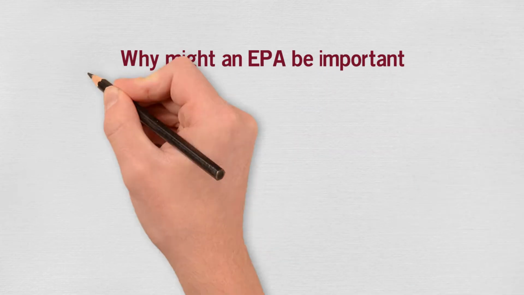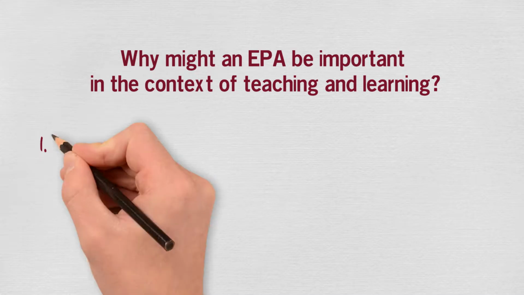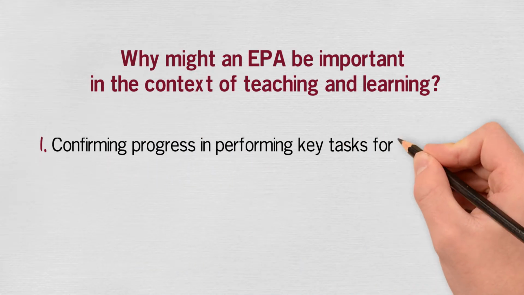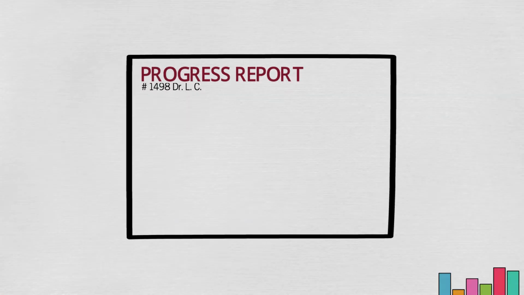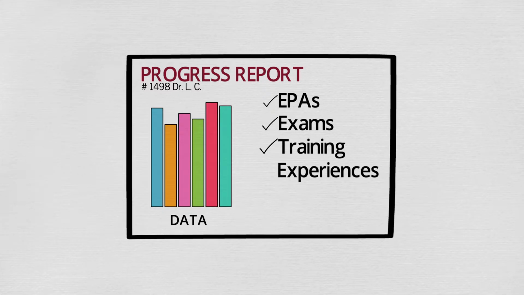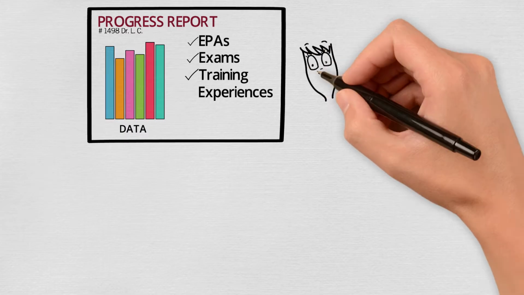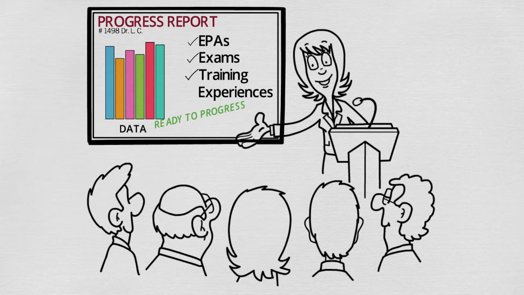Why might an EPA be important in the context of teaching and learning? Two reasons: confirming progress in performing key tasks of our specialty, and feedback. First, let's talk about confirming a resident's progress. In CBD, we want to be sure that each resident can competently perform key tasks. By tracking them, our competency committee will have information to confirm who is making progress as expected and to identify early on if someone is needing more support in a given area.